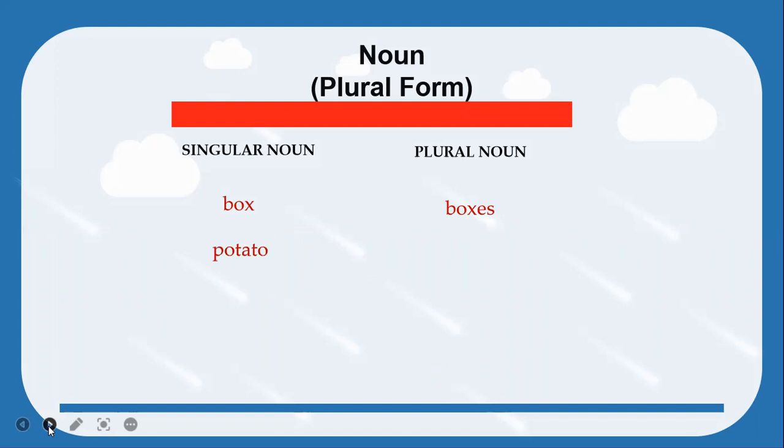Potatoes. Okay, potato. And then the plural noun. Yes, plural noun is potatoes. Spell. P-O-T-A-T-O-S. Maybe. All right, you're not sure. Okay, so the spelling of potatoes has E-S. Okay, now make a sentence, but don't use I have.